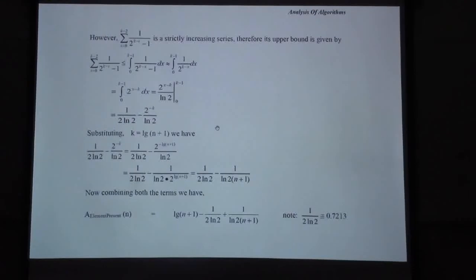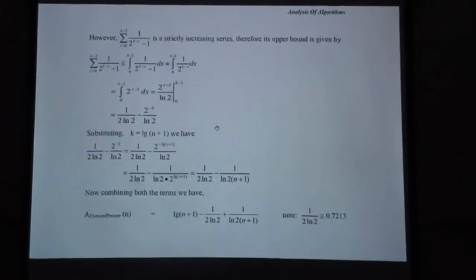8, 4, 2, 1. So 8 can be cut in half 3 times. How about 16? 8, 4, 2, 1: 4 times. How about 32? 16, 8, 4, 2, 1. So how many times can you cut something in half? Log base 2 of the size of the number.